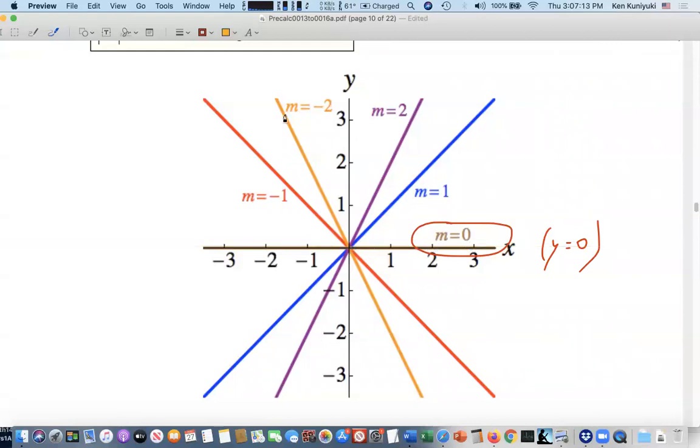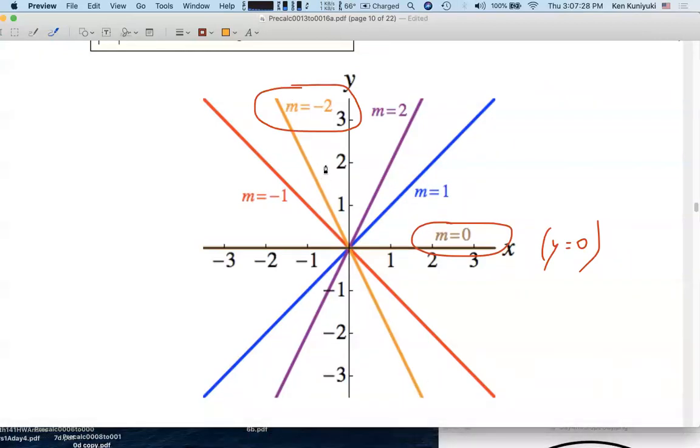All right, now what about negative slopes? Well, here m equals negative 1. So it's fairly easy to drop the car. If the car is in neutral, you can just let go. If m equals negative 2, that's a steeper negative slope, okay, so the car drops down pretty quickly.